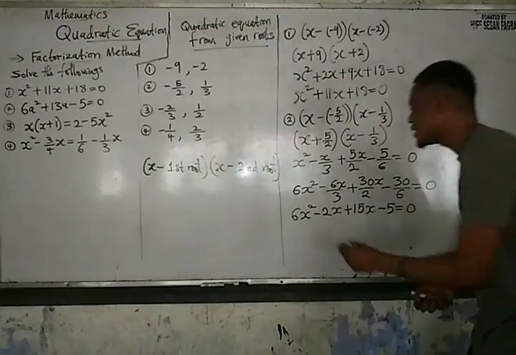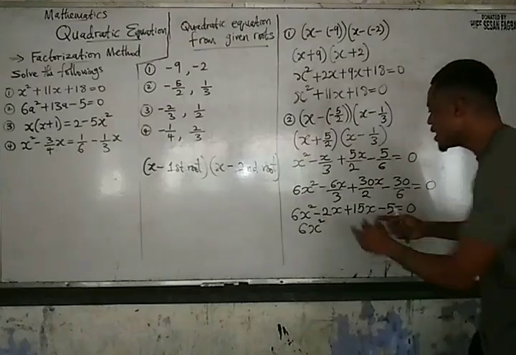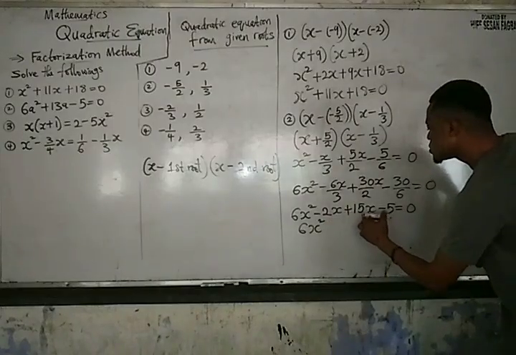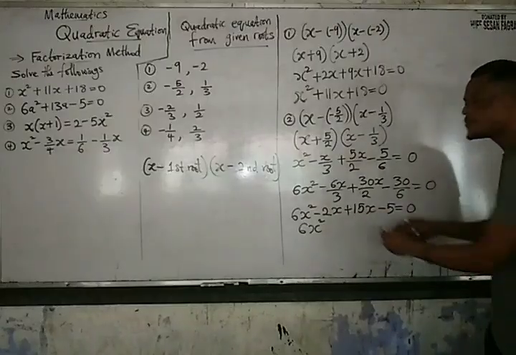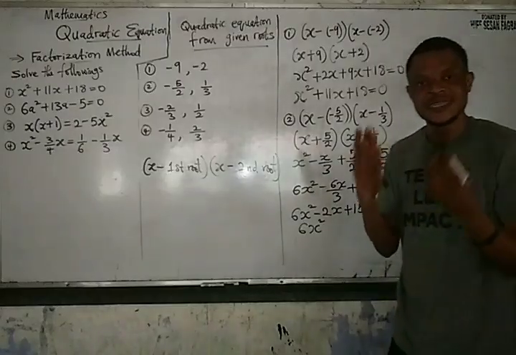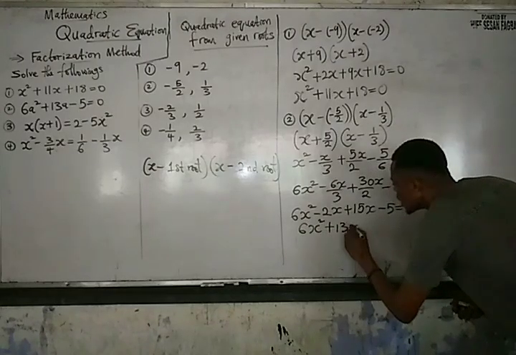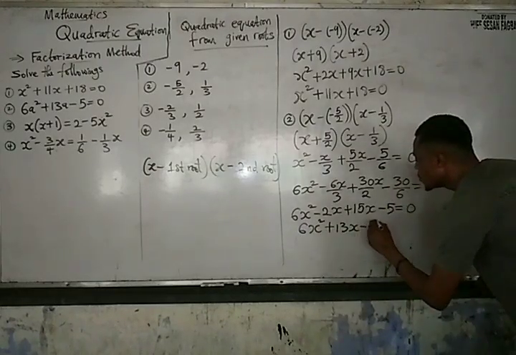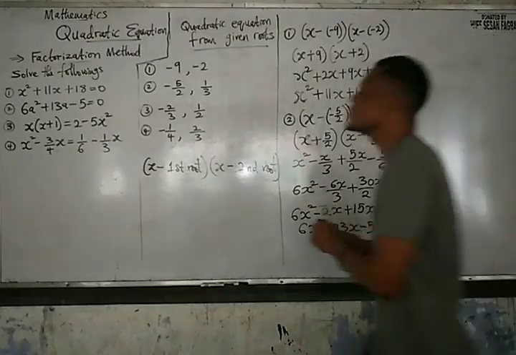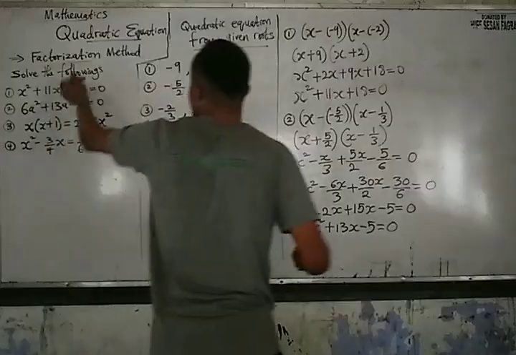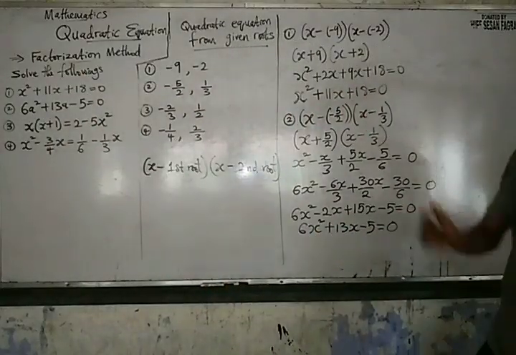Now we collect the like terms. 6x squared here. Then minus 2 plus 15. They are both x, so they can work together. If you take away 2 from 15, you are going to be left with 13. So we have plus 13x. Finally, our minus 5 will give us 0. Let's verify if they are the same. 6a squared plus 13a minus 5. 6x squared plus 13x minus 5.